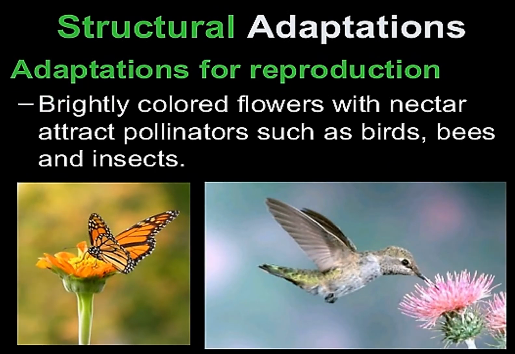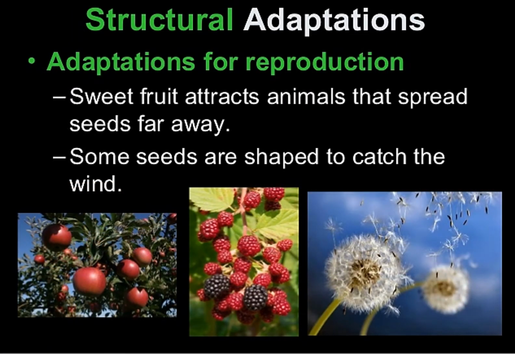There are also structural adaptations for reproduction. The color of the flowers, brightly colored flowers with nectar attract pollinators such as birds, bees, and insects. Sweet fruit attracts animals that spread seeds far away. Some seeds are shaped to catch the wind. So these are structural adaptations for reproduction.